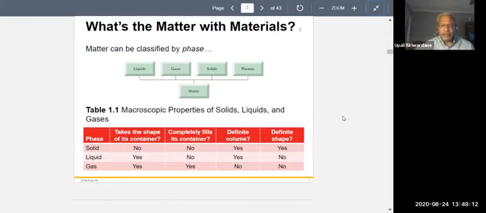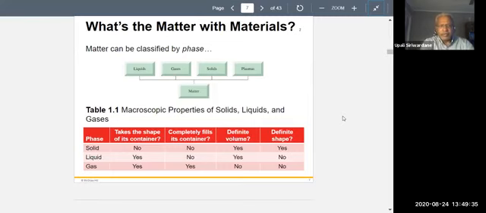They are at a very high temperature. Their atomic structure is broken down. We don't find many things as plasma on Earth. So based on phase, matter is basically 3 things: gas, liquid, or solid.